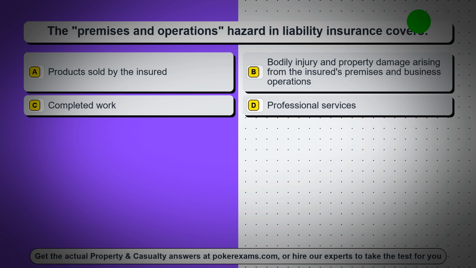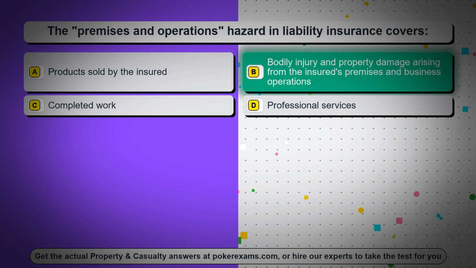Question 10. The premises and operations hazard and liability insurance covers: Option A, products sold by the insured. Option B, bodily injury and property damage arising from the insured's premises and business operations. Option C, completed work. Option D, professional services. The correct answer is option B, bodily injury and property damage arising from the insured's premises and business operations.